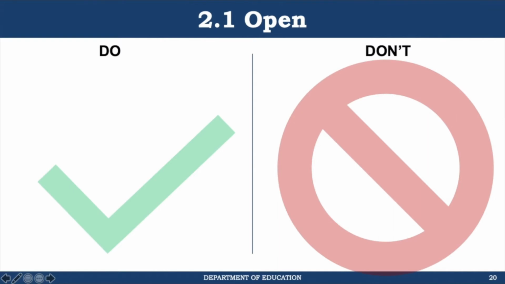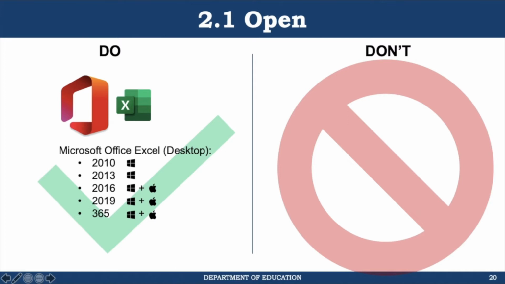In addition to the types of compatible devices, here is a list of the programs and apps you can and cannot use to open the IPCRF electronic tool. You can open the tool using the desktop app of Microsoft Office Excel with the following versions. For Windows, it's 2010 and 2013. For both Windows and the Mac, it's 2016, 2019, and Office 365. Note, you should not use the online or web versions of Microsoft Excel because macros aren't supported.